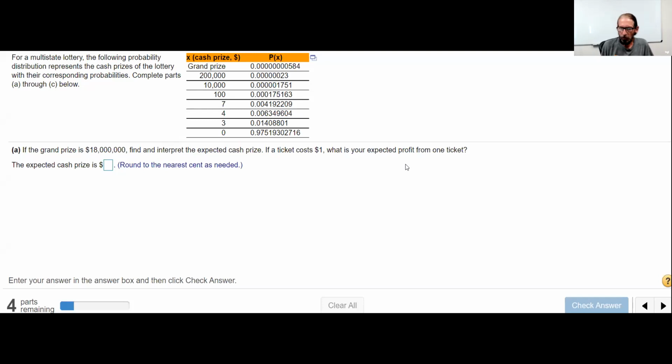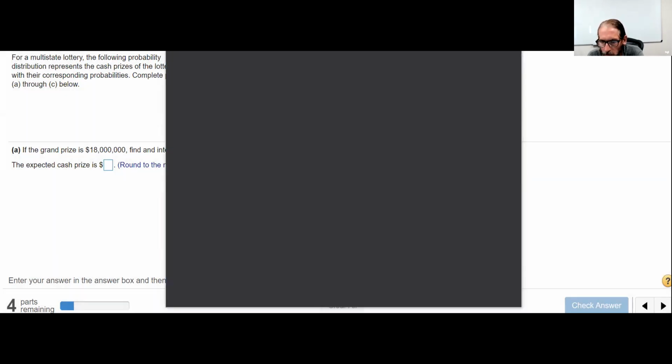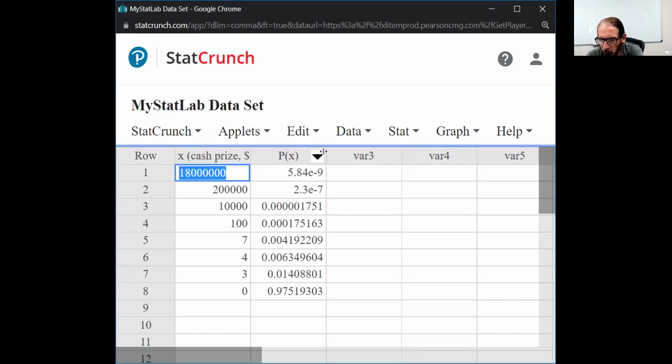And that is because expected value, we're talking about what we expect to happen in the long run. Okay, so opening this up in StatCrunch. So notice that the probabilities here, some of them are so small that it's expressing it in their version of scientific notation.